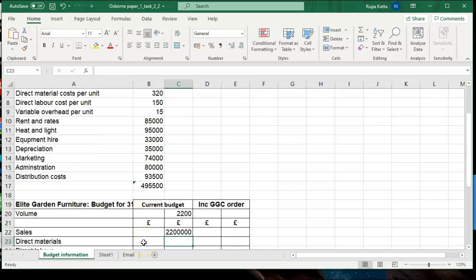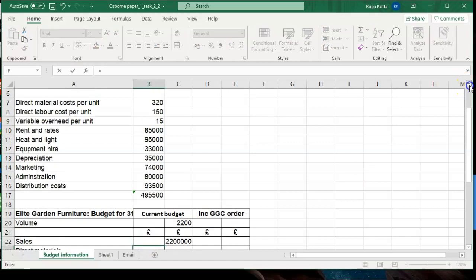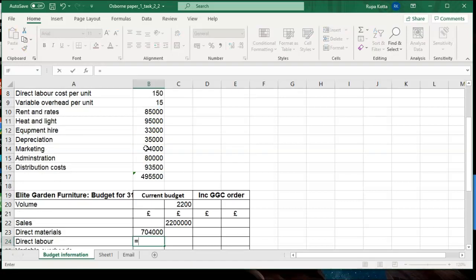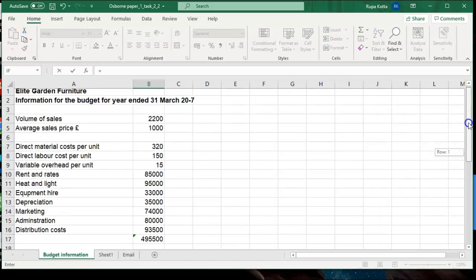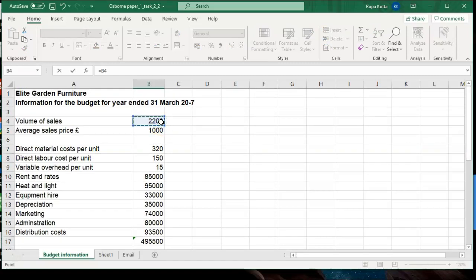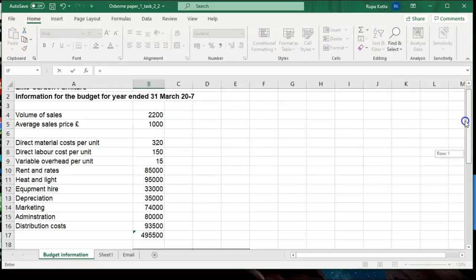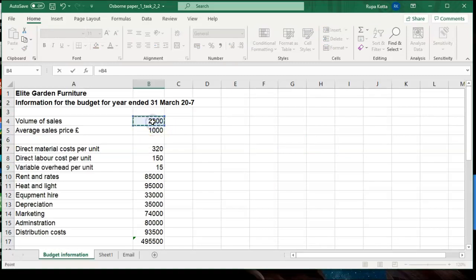Then we need the direct materials. Direct materials will be in column B. Again, direct materials will be the number of units multiplied by the material cost per unit, which is 320. Direct labor will be the number of units multiplied by the direct labor cost. Variable overhead will also be the same, given per unit: number of units multiplied by the variable overhead.